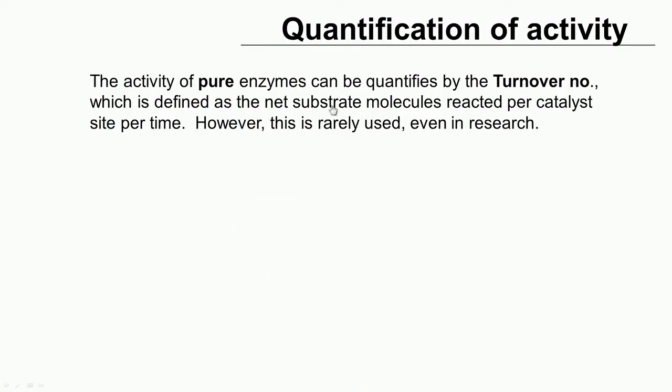Okay. So, it is defined as the number of net substrate molecules reacted per catalyst site per time. Okay. But it is rather difficult to find out the number of molecules reacted per catalyst site per time through regular investigations, and therefore, it is rarely used even in most research. Okay. None of us use turnover number when we talk of activity of enzymes, especially when we are trying to use enzymes.